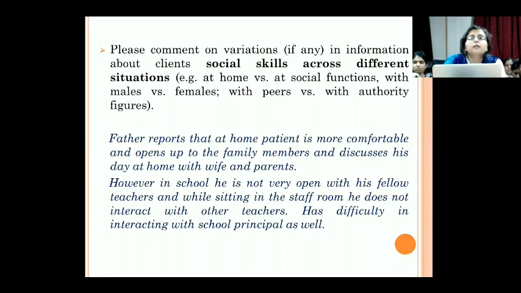The next question is, please comment on variations, if any, in information about the client's social skills across different situations, whether this skill deficit is seen specifically in the home setting or at social functions, or when the client is interacting with an authority figure, or specifically with females or with colleagues, or any specific gender. The father reports that at home the patient is more comfortable and opens up to the family members and discusses his day with his wife and parents. However, in school where he works, he's not very open with his fellow teachers, and while sitting in the staff room also, he does not interact with other teachers. He has difficulty interacting with his school principal as well.